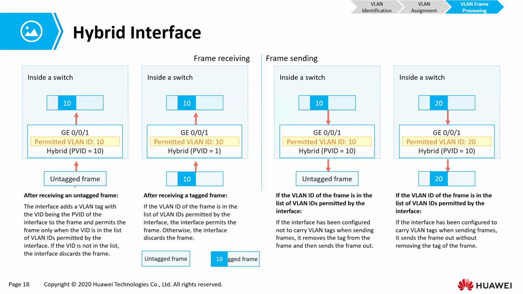Take the traffic from the PC, usually with a PVID of 10. What happens? The traffic matches the PVID, so the interface is acting as an access interface, and the trunk interface does the same thing.